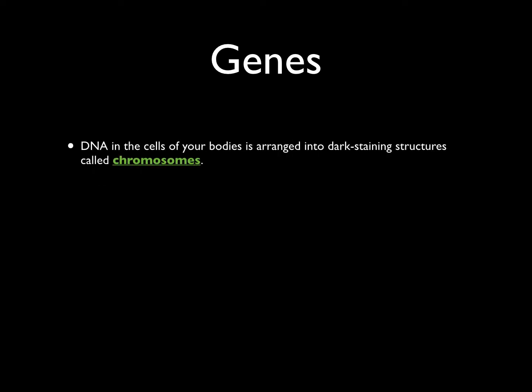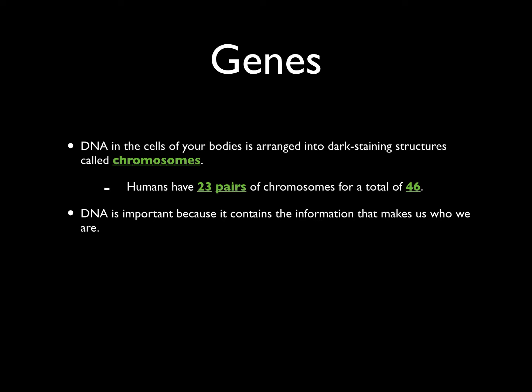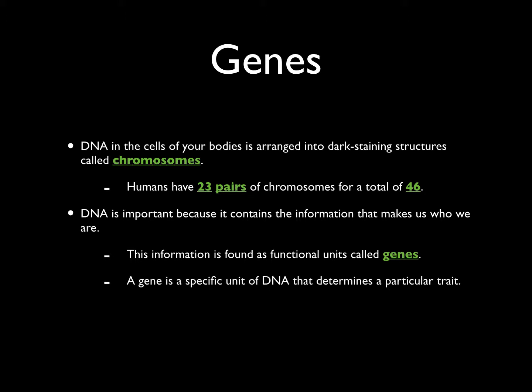Remember from the lab on mitosis that the DNA within the cells of the body can be arranged into dark staining structures called chromosomes. Humans have 23 pairs of chromosomes for a total of 46. Now, the DNA that comprises those 46 chromosomes is important because it contains the information that makes us who we are. This information is found in the form of functional units called genes. A gene is a specific unit of DNA that determines a particular trait. So, for example, whether you're male or female, have straight or curly hair, brown or blue eyes, or have type A or type O blood is all determined by genes.